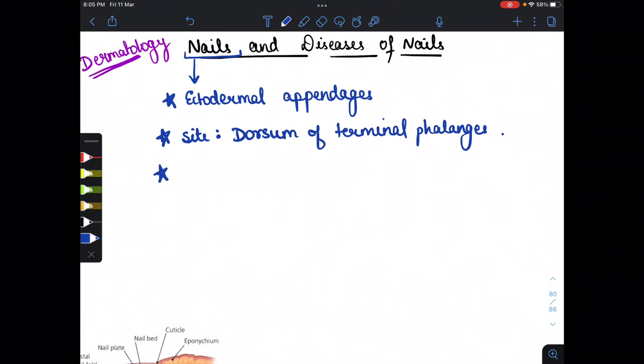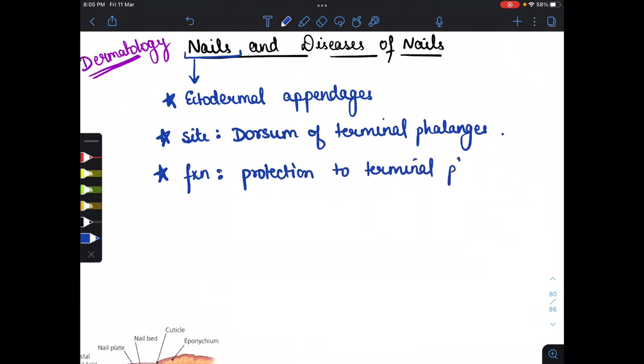Now the third point: what is the function of the nails? Our nails protect our terminal phalanges. So the function of our nail is protection of the terminal phalanges.